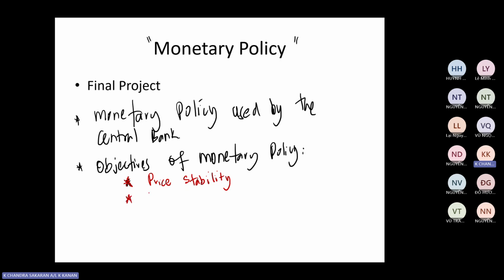Second reason is economic stability. Economic stability is, for example, about recession, where many people become unemployed. So we want to create economic stability. We want the economy to continue to grow. So this economic stability is also very important. These are the two main objectives of monetary policy.